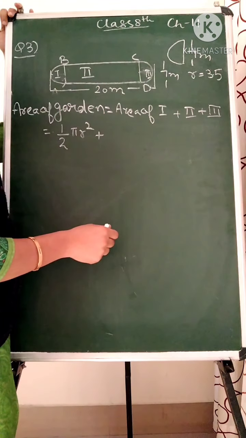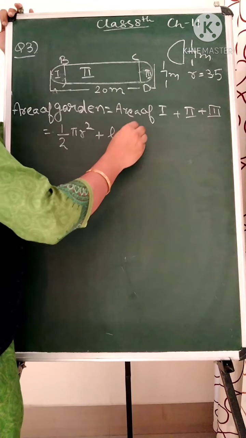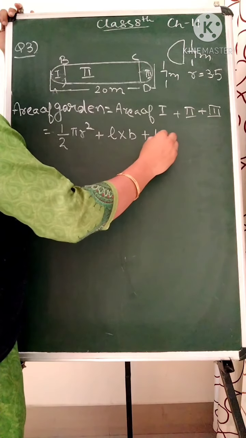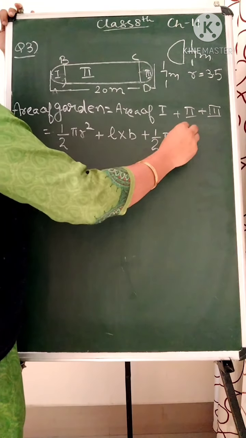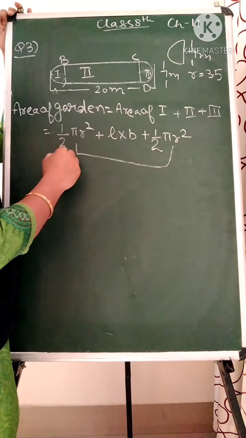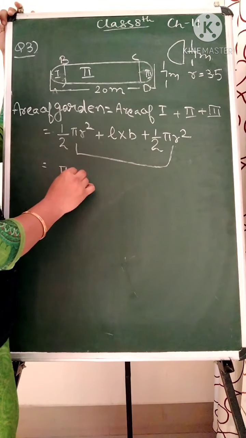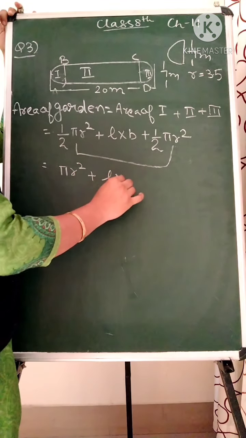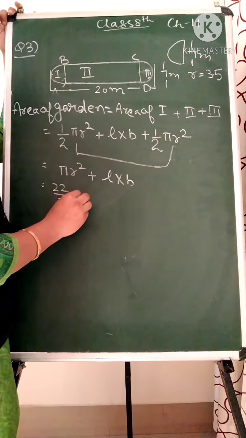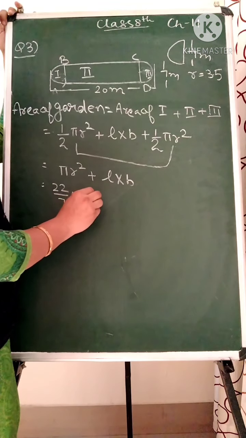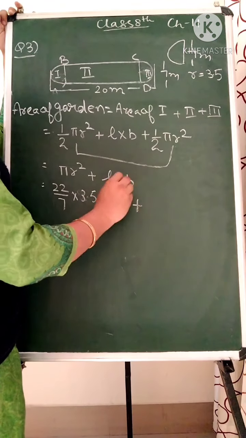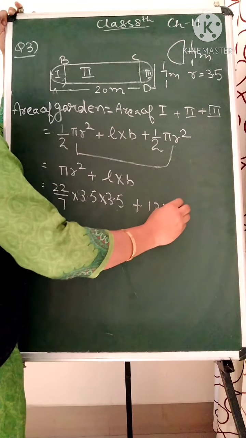Then the middle part is in the shape of a rectangle. Area of a rectangle is L into B. Area of the third region is in the shape of a semicircle, that is equal to half pi r square. Half pi r square and half pi r square becomes equal to pi r square only, plus L into B. Pi means 22 by 7, r is 3.5 into 3.5 because it's coming 2 times. L is 13 and breadth is 7.